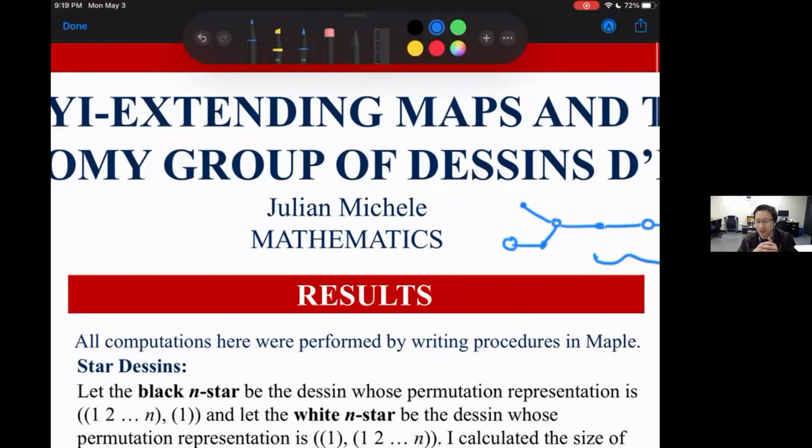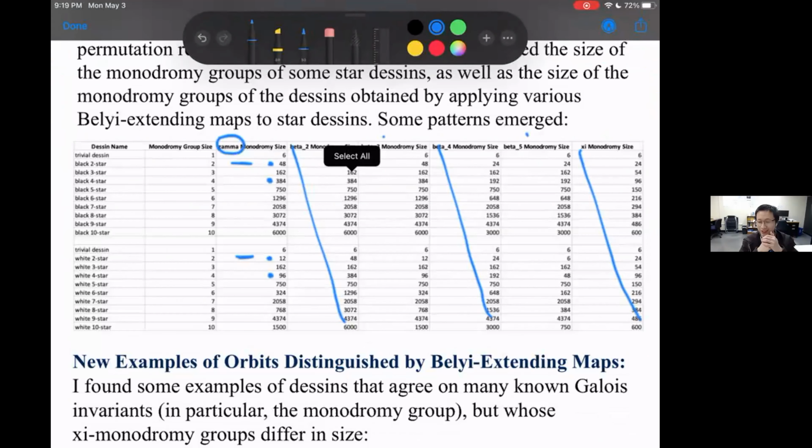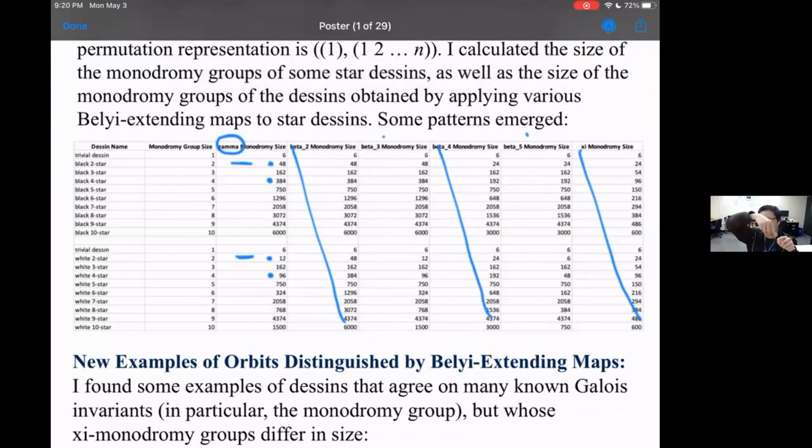Because I don't know this topic at all, but it's really interesting to me. So I'm guessing for the n star, the monodromy size is going to be divisible by n. That is because this star has symmetry, which is a cyclic permutation, so that is of order n. So that's probably why the invariant associated to that is going to be divisible by n.